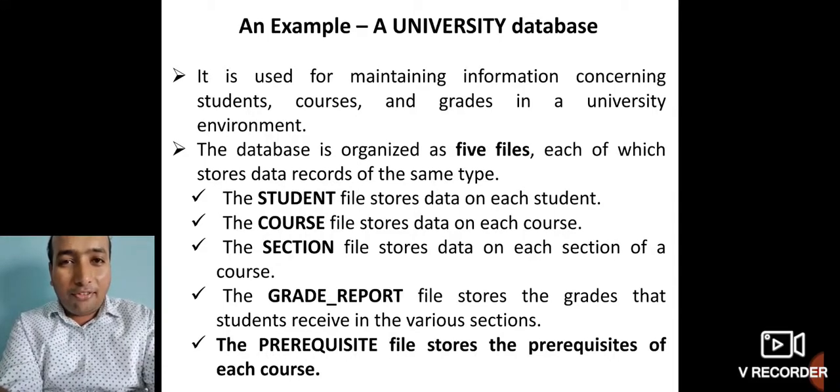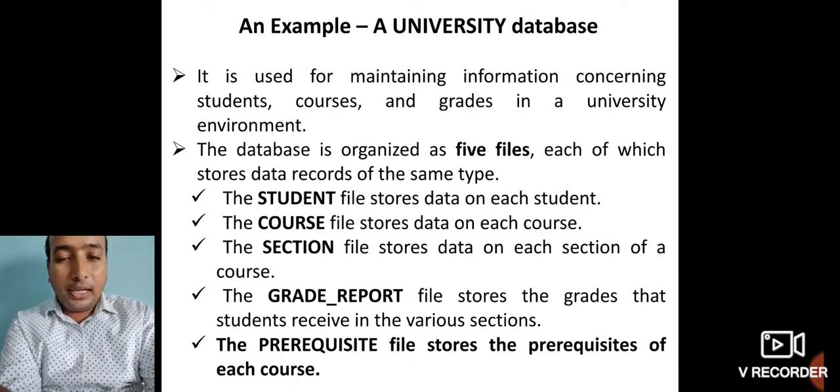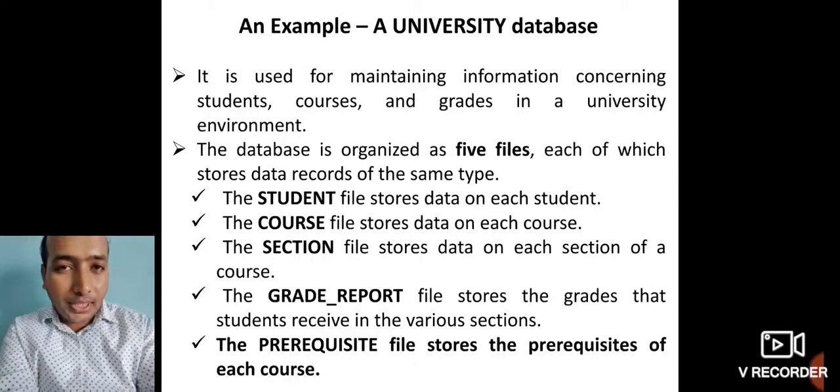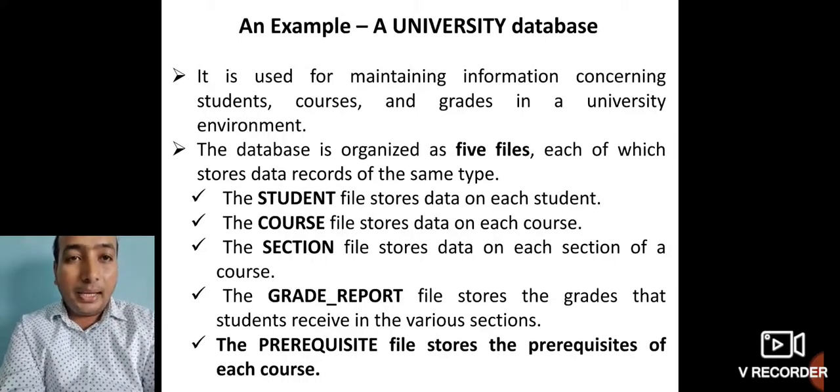The first table or file, student, is going to store the data on each student. For example, how many students are there in the university? All the details related to your student will be stored in the table or file called Student. In the same way, the course file stores the data on each course, the different courses being run by the university. And the section file stores the data on each section of your course. The fourth one, the grade report, which is very important, stores the grades that students receive in various sections. And the fifth one, the prerequisite file, stores the prerequisites of each course.